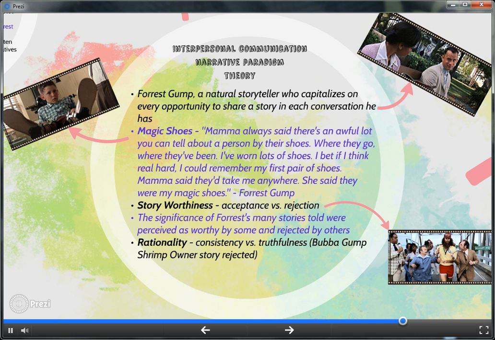Rationality is based on people's judgment of a story's consistency and truthfulness. Sometimes people will reject or accept a story based on its consistency or truthfulness. In the movie, one elderly man completely rejects Forrest's story of him being the bubblegum shrimp business owner, while an elderly lady who listened in accepted the story.